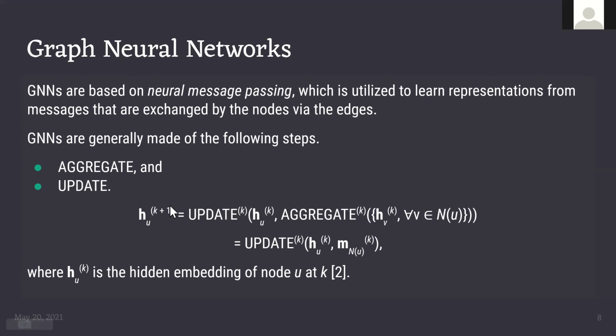As you can see here on the slide, I have a more formal equation that shows this process. The update for the embedding at time k+1 is derived from the embedding of the same node at time k, but also from the embeddings at time k coming from the neighbors of the node we are considering. And this h here is usually called the hidden embedding of the node.